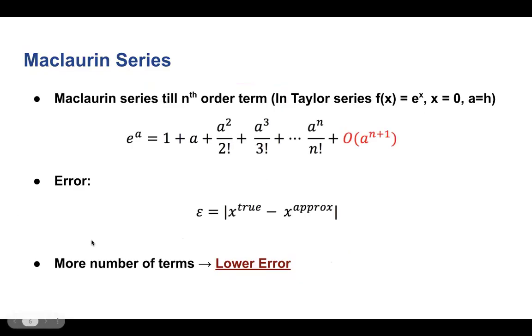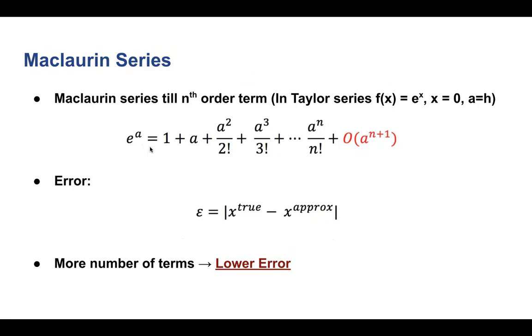Now we have seen a special series which is called the Maclaurin series. Maclaurin series is a different version of the Taylor series itself. In the Taylor series, you take the function to be e raised to x, where x has to be 0 and a has to be h, the step size. If you take f of x to be e raised to x with these conditions, then the Taylor series reduces to the Maclaurin series. So finally, this is the expression that you get.